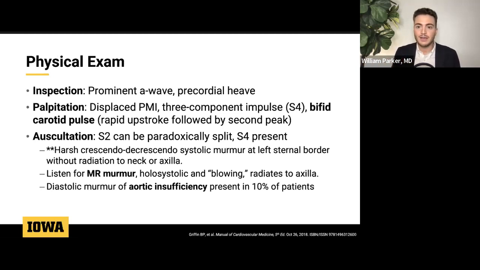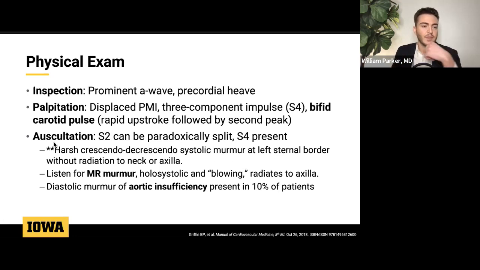an A wave, which indicates hypertrophy and lack of compliance of the right ventricle, a precordial heave, which represents the RV strain found in persons with concomitant pulmonary hypertension. You can feel the S4, kind of a third beat to every cardiac cycle, which comes from the late systolic bulge of the left ventricle. Something I feel like I've heard on test questions: bifid carotid pulse, which is caused by a hyperdynamic LV. So basically a brisk upstroke followed by a second impulse per cardiac cycle.